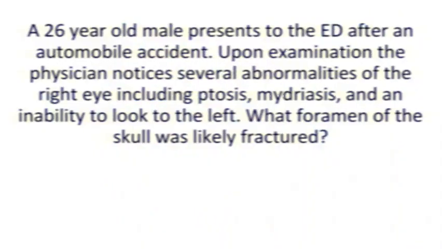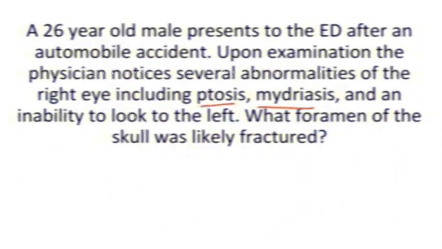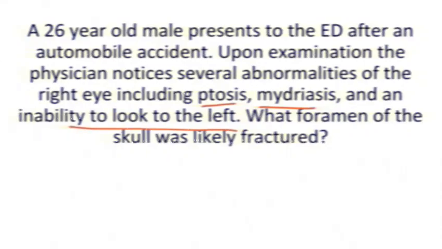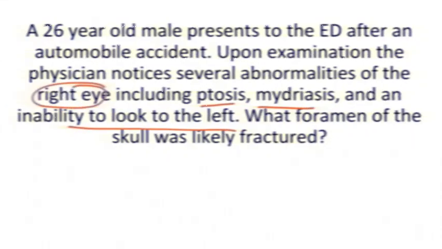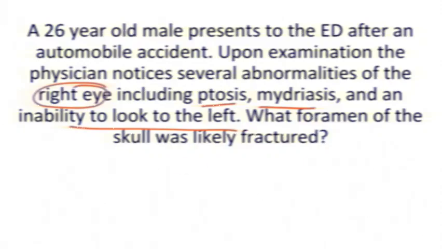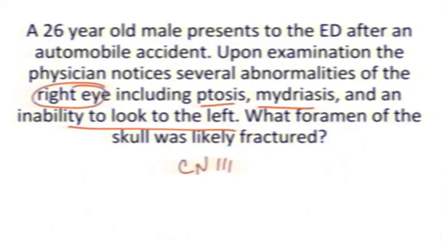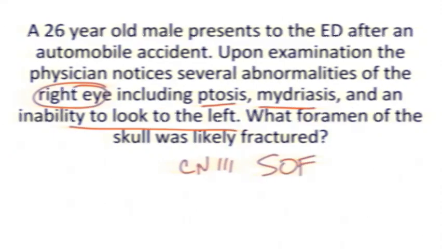So again, this patient has ptosis, mydriasis, and an inability to look to the left. This is all occurring in the right eye, which should make us think of damage to the right oculomotor nerve. So cranial nerve 3, and again, this nerve traverses the superior orbital fissure.